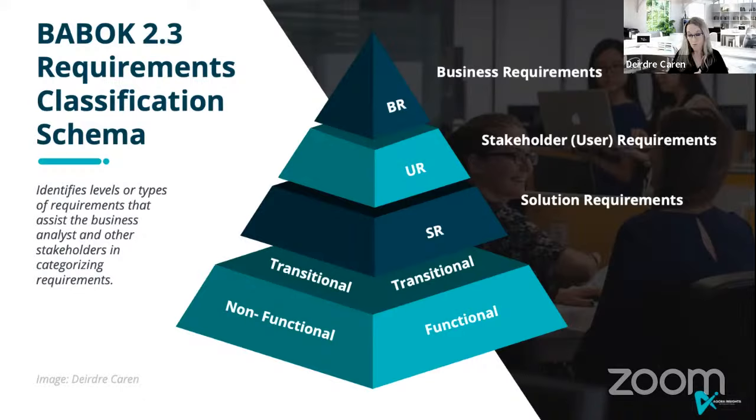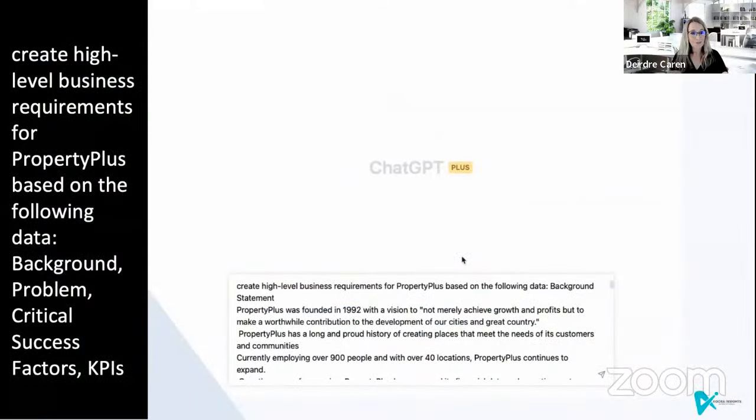And then from your business requirements, you create user stories. And from your user stories, you create functional and non-functional requirements, and then transitional requirements. And you have to do it in that order because it's not going to give you what you want if you don't. Okay, so it told me to hurry up. So we're on the next one now.